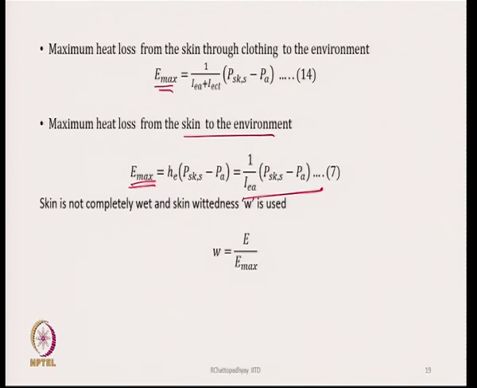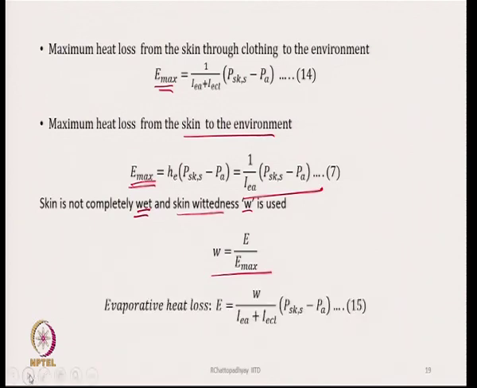Now, sometimes what happens is the skin is not completely wet, so skin wettedness W is used. What is W? W is E by Emax, where Emax is the maximum possible provided the entire skin is covered by liquid sweat. So, skin wettedness may vary. If W indicates the wettedness factor, which is E by Emax, then evaporative heat loss E is going to be W times (Psks minus Pa) divided by (IEA plus IECL). That is equation number 14.